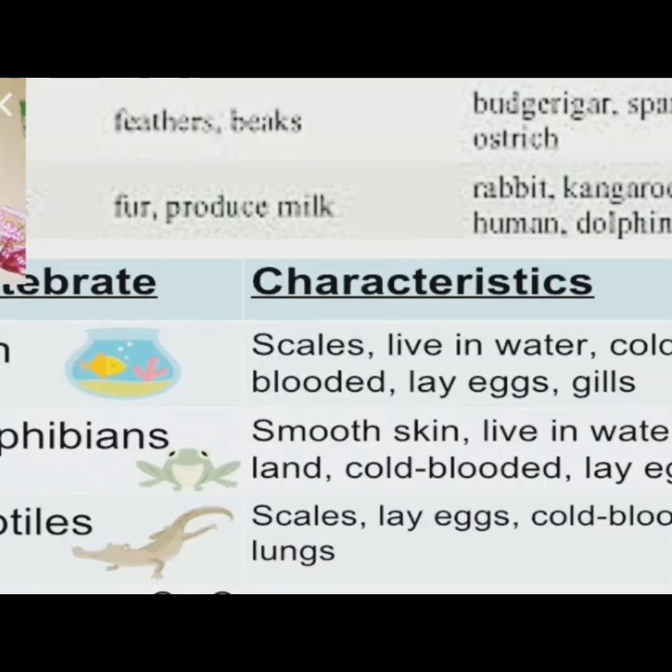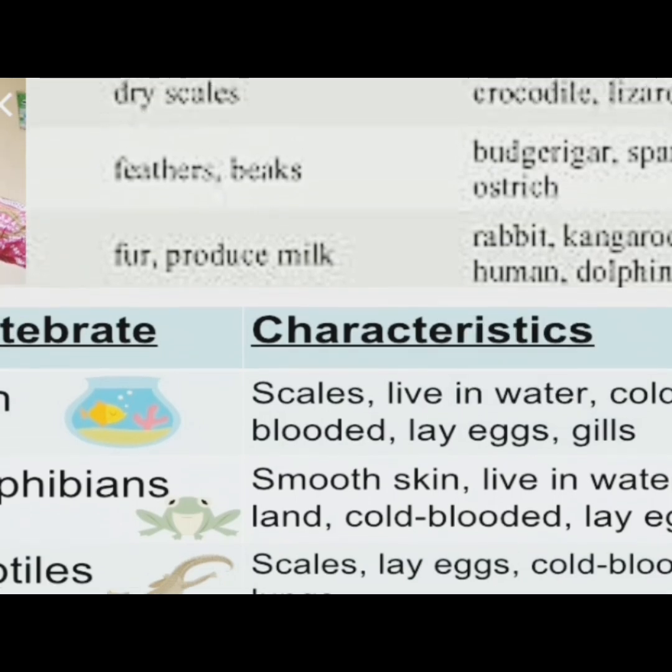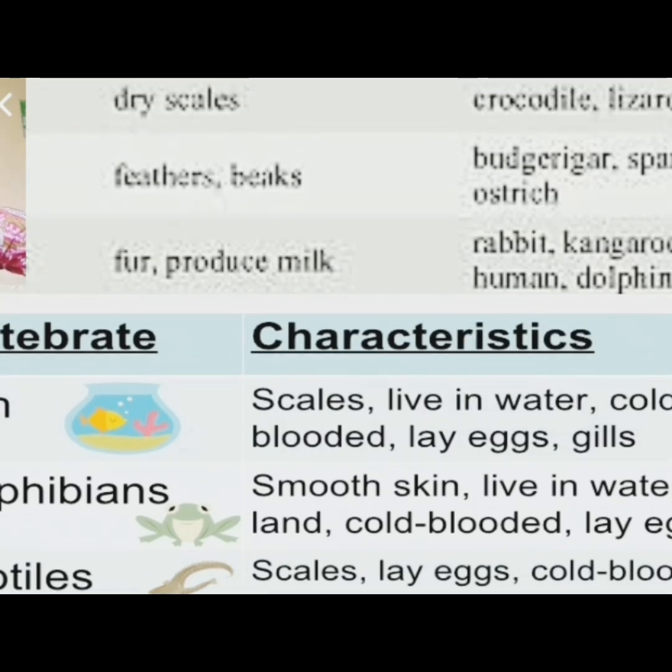And look at their major characteristics also in this picture. So, vertebrates and characteristics. Fish, you see them dwell in an aquatic environment. They have scales, they live in water, they are cold-blooded, they lay eggs, and they have gills. Being cold-blooded means they require the environment of water to regulate their body temperature.